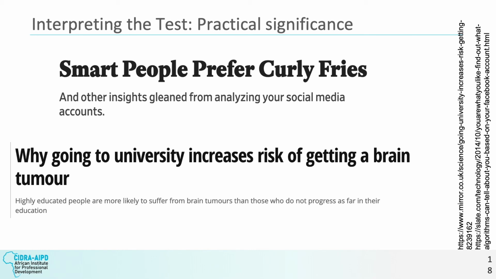Let's consider the following examples of statistical versus practical significance. You may have seen headlines several years ago that noted a connection between intelligence and fry preference, or that going to university increases your risk of brain cancer. The first one may be a fun fact, and certainly is not causal. Plenty of smart people don't like curly fries, although personally I think they're wrong, but the second one seems rather worrying. Should you drop out of university to save your brain?